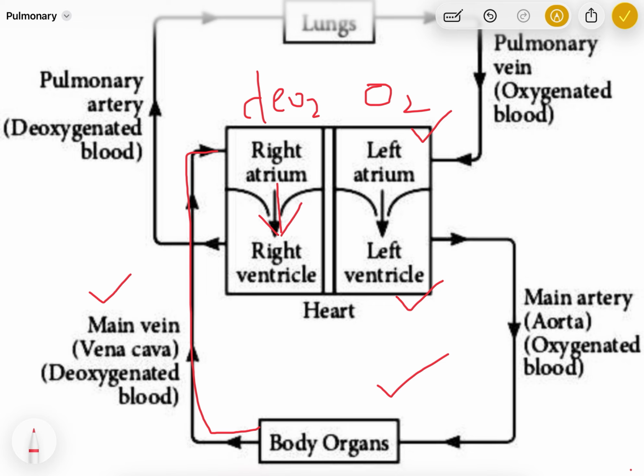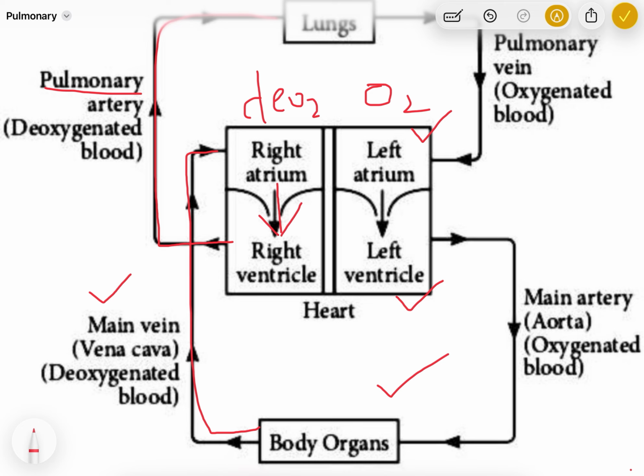We know this part from the respiration process. So now, the deoxygenated blood, I mean carbon dioxide rich blood present in the right ventricle, will be carried to the lungs so that it can exchange oxygen and carbon dioxide. From the right ventricle, deoxygenated blood is carried to the lungs through the pulmonary artery. So the pulmonary artery will carry the deoxygenated blood from the right ventricle to the lungs.